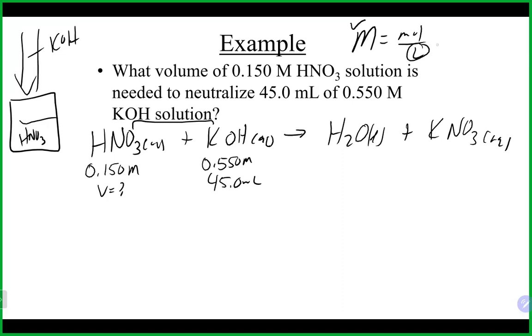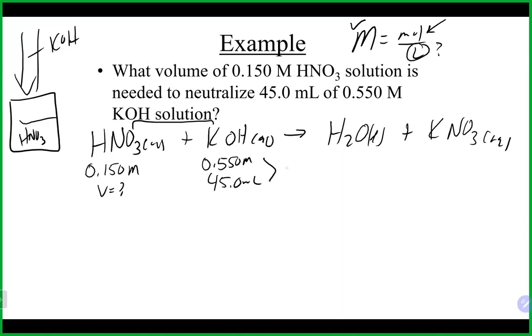We're looking for the volume. So the one thing we're missing to be able to do that is the moles. And that's where the stoichiometry part is going to come into play. So we want to use the information for the other substance to figure out the volume here. And to do that, we'll have to get the moles.